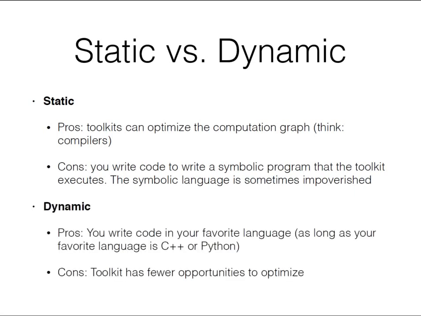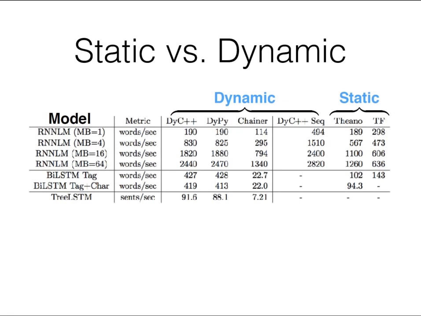On the other side, in dynamic execution, you write code in your favorite language, as long as your favorite language is Python or C++, and then it will do the work for you. So all of the time you spent learning to program in Python or C++, you can then leverage. You don't have to learn a second language that gets written. The learning curve is lower. The downside is the toolkit has fewer opportunities to optimize, so you might expect that it's slower, at least in the limit.